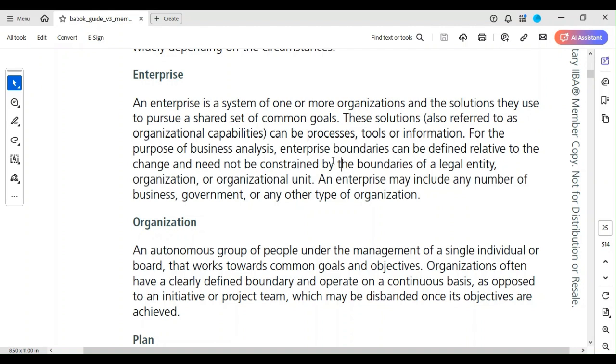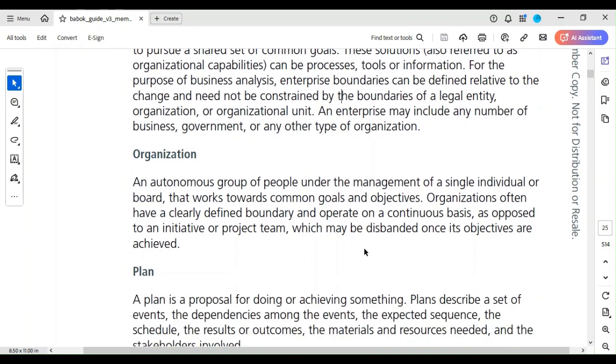I hope you got that. So, organization: an autonomous group of people under the management of a single individual or board that works towards common goals and objectives.